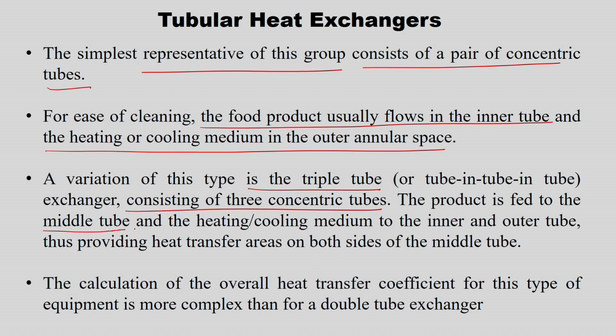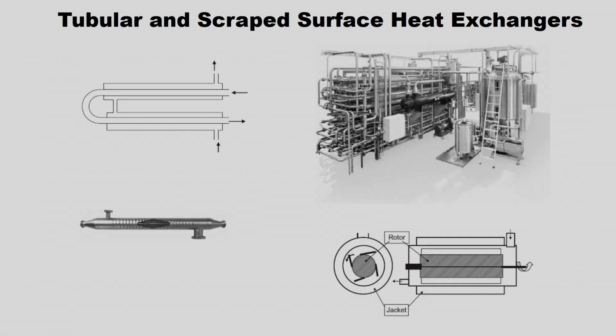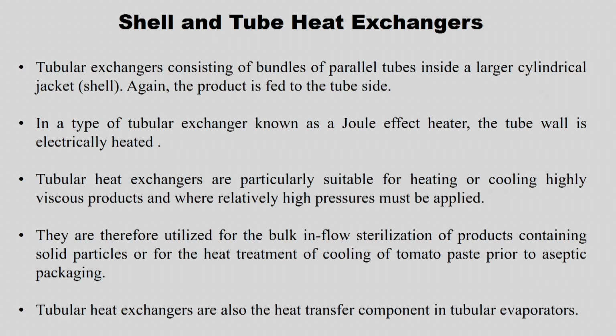In the middle tube, your product would be flowing. In the other two, the inner and outer tube, your heating and cooling medium. If it is a heating process, it is a heating medium. If it is a cooling process, it is a cooling medium. The product is fed into the middle tube and the heating or cooling medium to the inner and outer tube, which provides heat transfer areas on both sides of the middle tube. So, if you have a concentric double pipe heat exchanger, you will have the hot fluid flowing in here. If you have one more tube, we will probably see what tube in tube as well as tube in tube heat exchanger is.